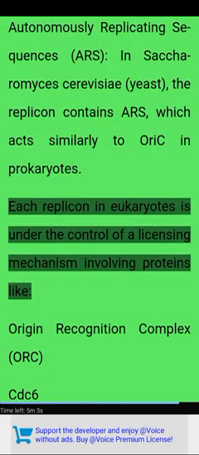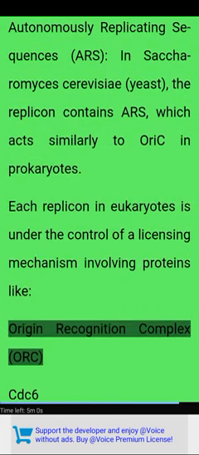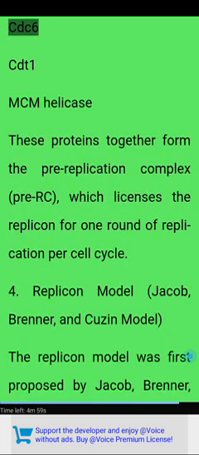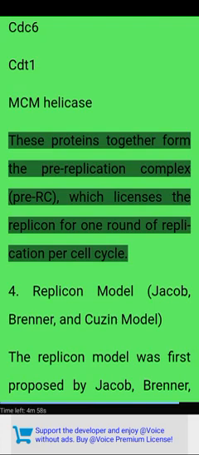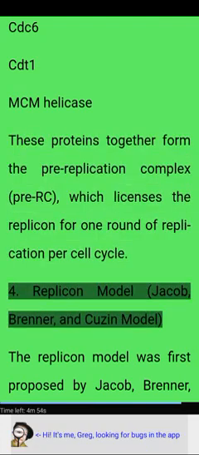Each replicon in eukaryotes is under the control of a licensing mechanism involving proteins like origin recognition complex (ORC), CDC6, CDT1, MCM helicase. These proteins together form the pre-replication complex (pre-RC), which licenses the replicon for one round of replication per cell cycle.